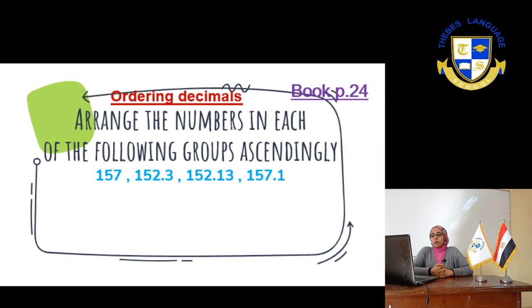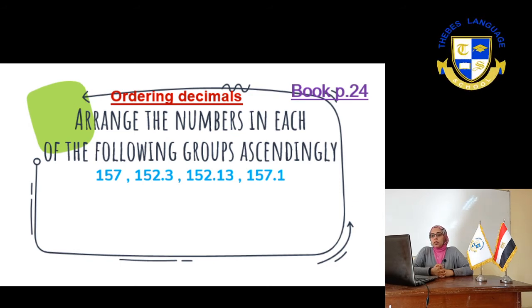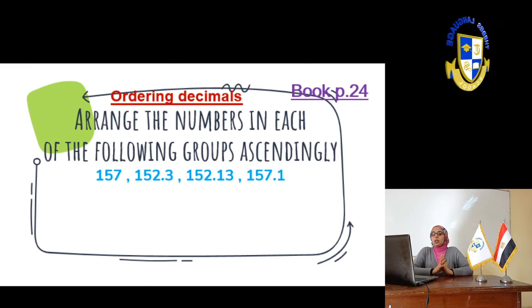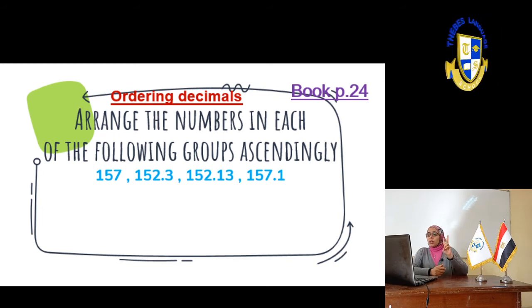If we have 157, 152.3, 152.13, 157.1. Please, before ordering, you must make the balance. Okay? At first, compare by the whole. Which is the smallest? 152, 152, 157. Okay, the smaller is 152, but we have two 152s.